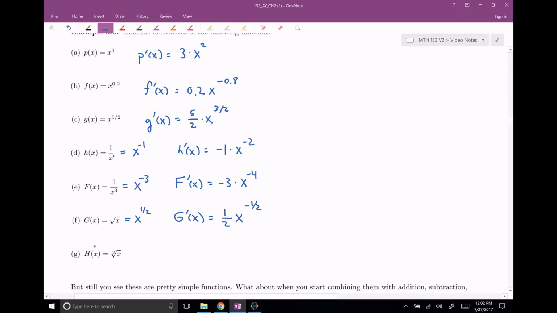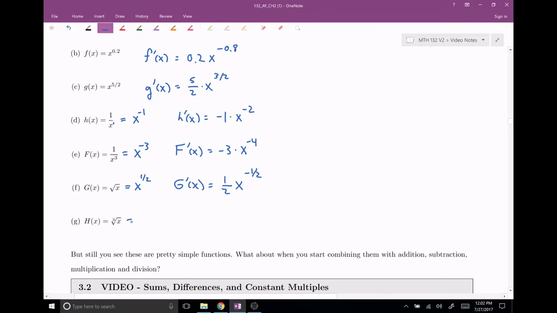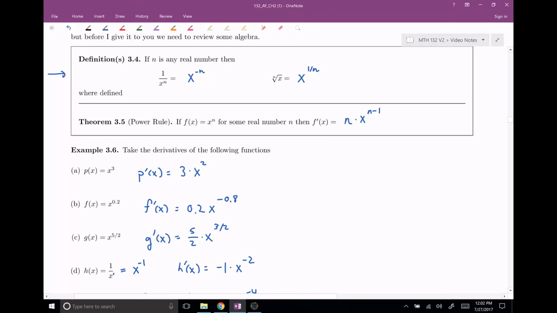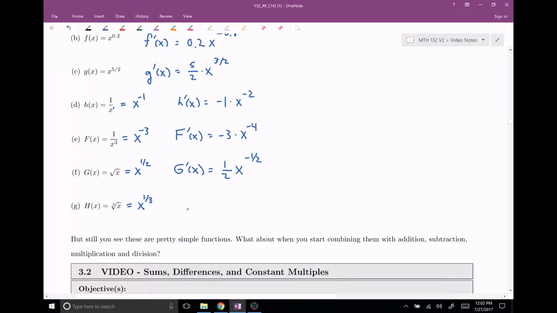And then finally, the cube root. So the cube root of x, well, that's going to be the same thing as x to the 1/3 power. Again, using this definition right here. So take the derivative, and the 1/3 comes down, and I get x. Let's subtract 1 now, so 1/3 minus 1, that's going to be negative 2/3. And there we go. So we've actually taken a lot of derivatives very, very quickly.